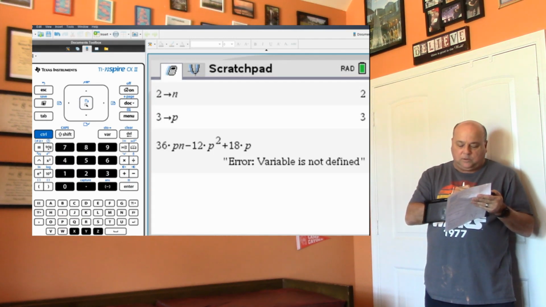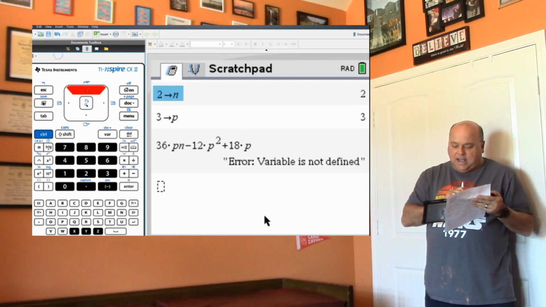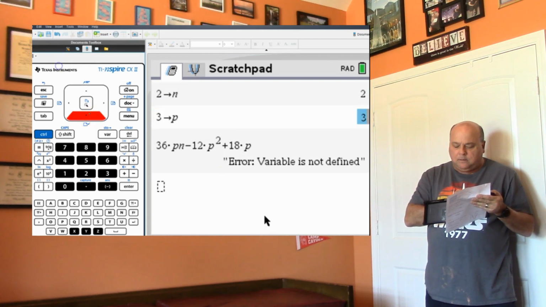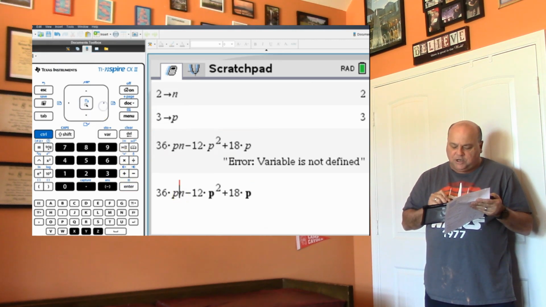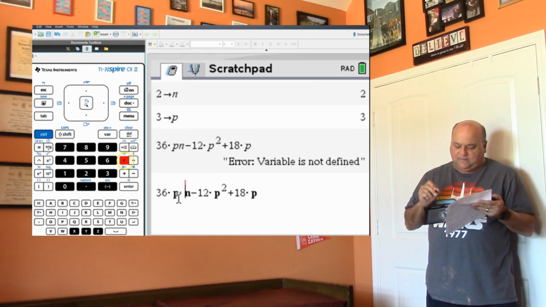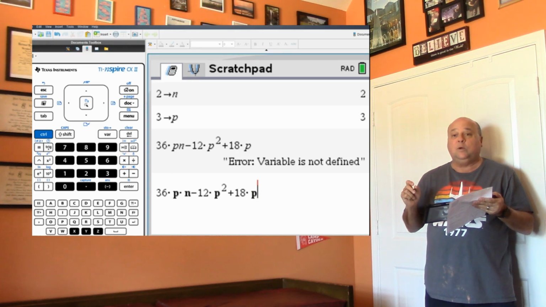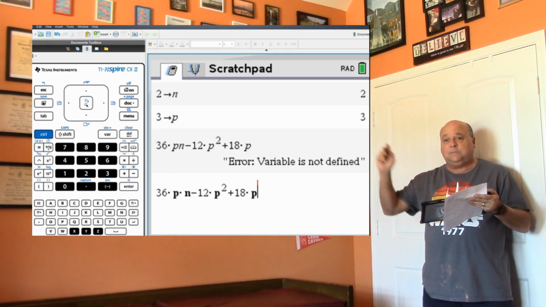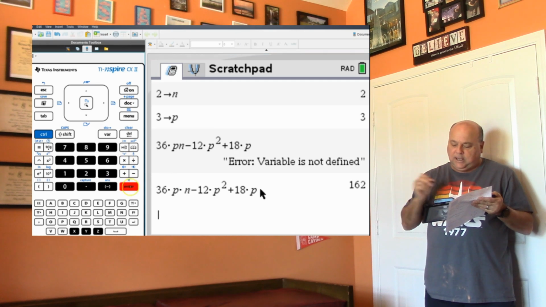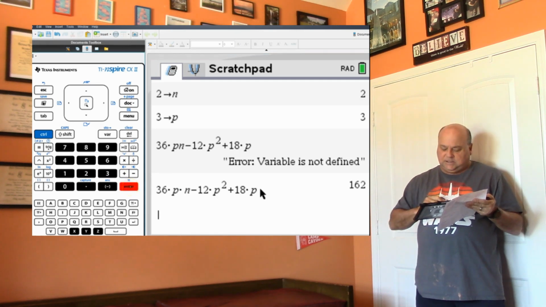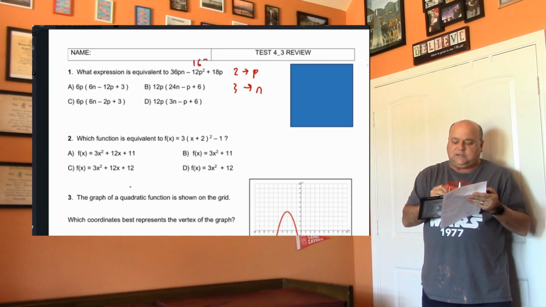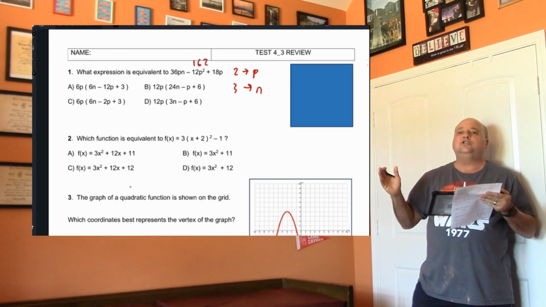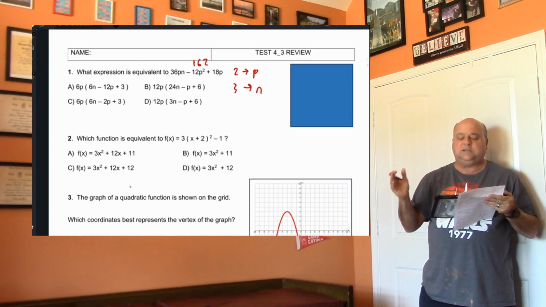Oh, good thing I did this. I have to put a dot. If you look right here, there's no dot between the P and the N, so I have to hit times. Everyone see that? So you need to put a dot sometimes between all the variables. Hit enter. Now I get 162. So I'm going to go to my paper, and I'm going to put 162. One of the answer choices will be 162.